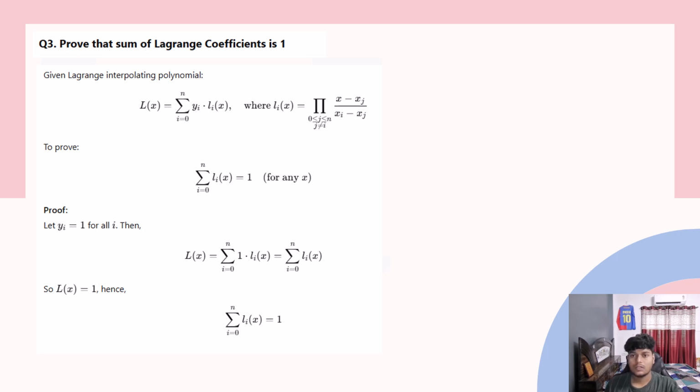This holds because the Lagrange basis polynomials are constructed to satisfy Li(xj) equals 1 if i equals j and 0 otherwise, ensuring the interpolation is exact for polynomials of degree at most n. This property is fundamental to Lagrange interpolation, guaranteeing that the basis polynomials form a partition of unity. It is a key reason why Lagrange interpolation is so effective for polynomial fitting. Moving to our next question, question number 4.